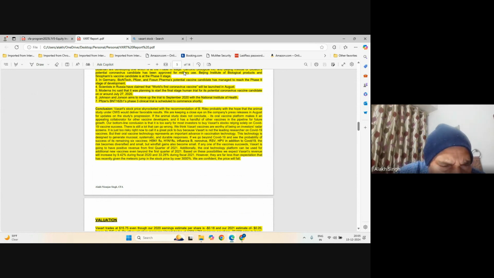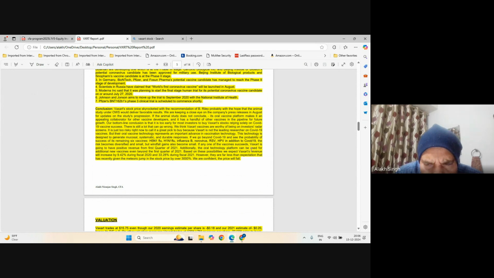So the technology is designed to generate mucosal, systemic, and durable responses. If we go beyond COVID-19 and see the probability of success of its remaining six vaccines, all these six vaccines, in addition to COVID-19, the risk becomes diversified and small, but windfall gains also become small. If any one of the vaccines succeeds, Vaxart is going to have positive revenue from its first quarter of 2021.